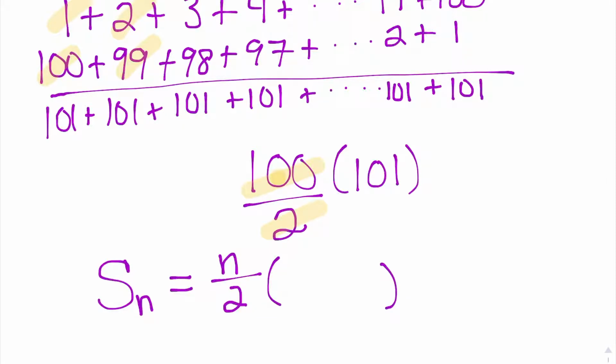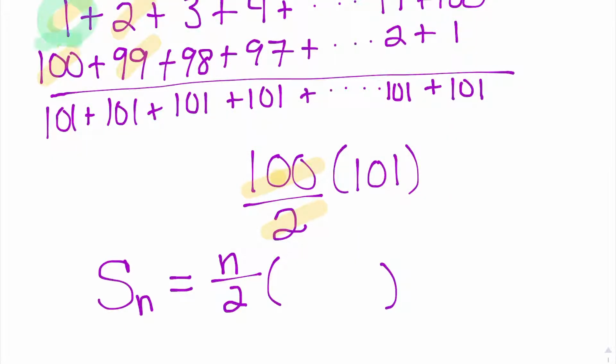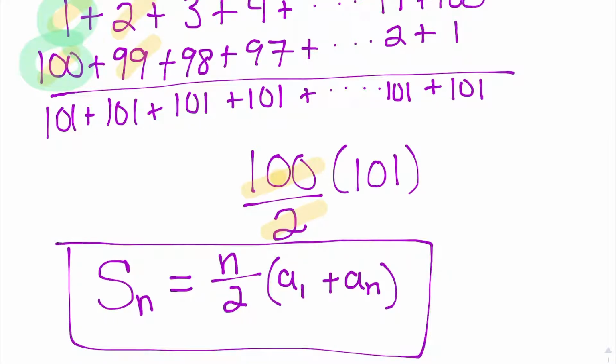So if I want to make this the most simple, I can maybe think about these two down here. Well, 1 was my first term, and 100 was my last term. So a sub 1 plus a sub n. And because you get the same sum all the way down, it doesn't really matter which one I started with, but using a sub 1 plus a sub n is probably the easiest way to figure that out. So this is the formula that he came up with for the sum of an arithmetic sequence.